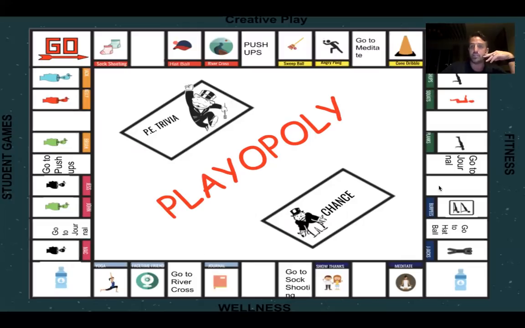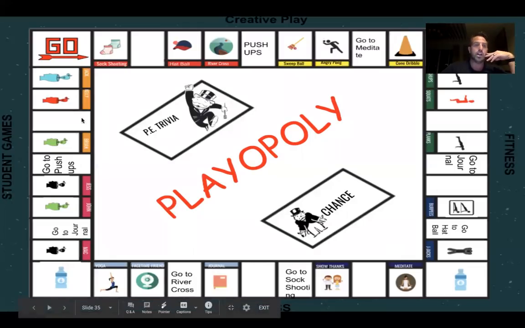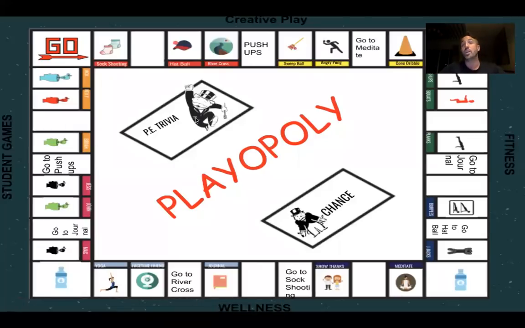Creative play games, fitness, wellness, student-made games. And then what you do, I got this idea from Dale Sidebottom. You basically just make a blank board, send it home, and let them play. And kids have been hitting me up that are not even in my class asking for blank boards. So really encourage different ways for them to play with their families.